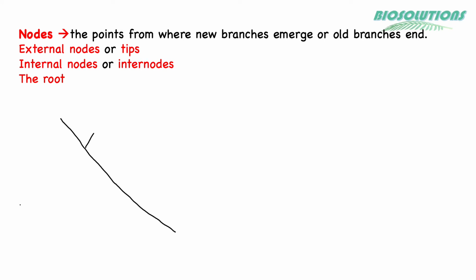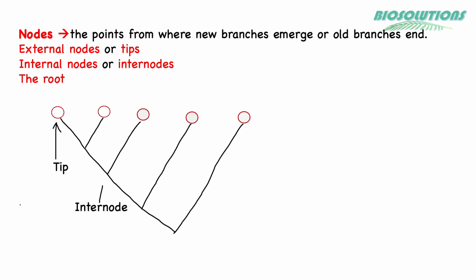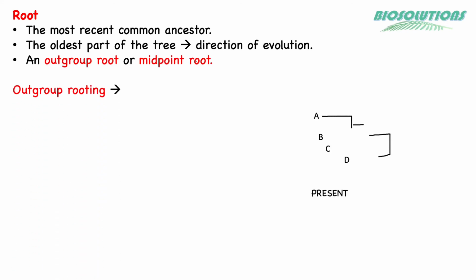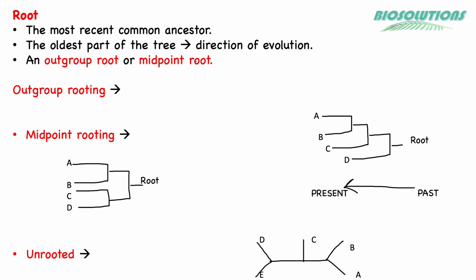Nodes represent the points from where new branches emerge or old branches end. External nodes or tips represent the single terminal branches, sequences of which are used to construct phylogeny. The points where more than one branch meet are called internodes and represent the most recent common ancestor of all sequences in the phylogeny. A root represents a common ancestor from where all the branches originated.